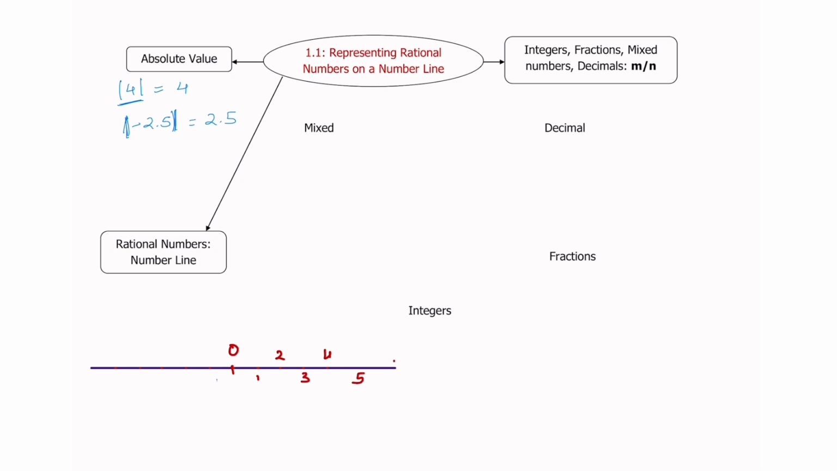So when you're moving to the right side, you go positive. When you move to the left side, you are going negative. So that's minus 1, minus 2, minus 3, minus 4, minus 5, and so on. So that's how you mark on the number line. Let's think of some numbers that we want to plot here.